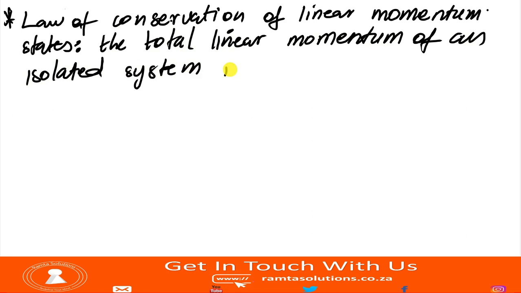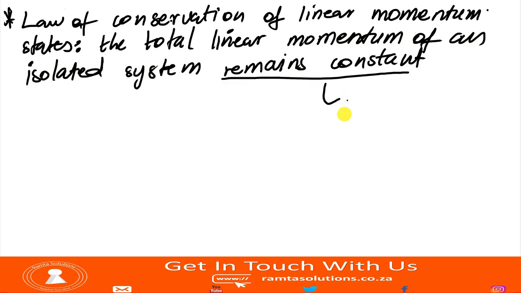Okay, remains constant is fine. You can also say remains constant. The total linear momentum of an isolated system remains constant. If you don't want to use remains constant, you can say is conserved. So in other words, you can say the total linear momentum of an isolated system is conserved, or instead of saying is conserved, you can say remains constant.